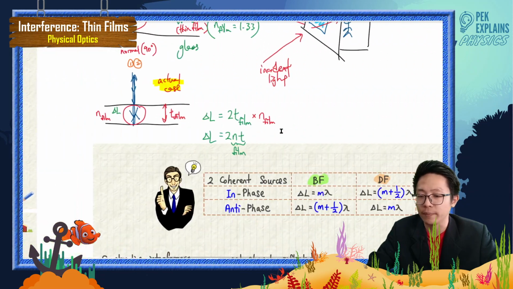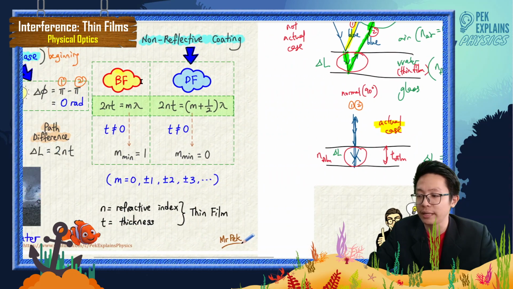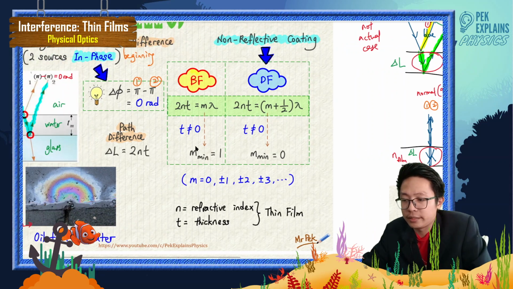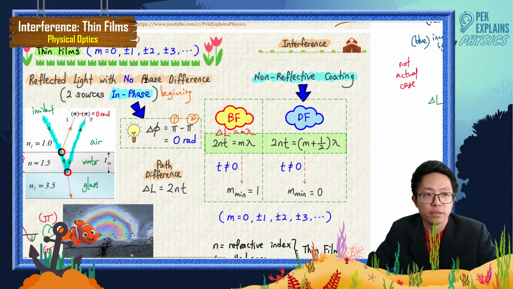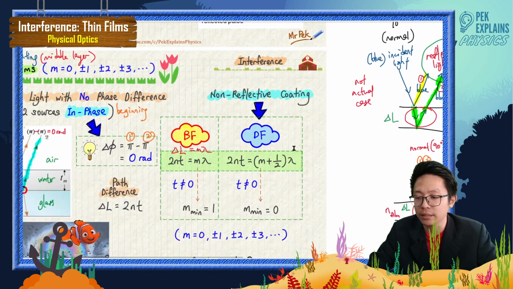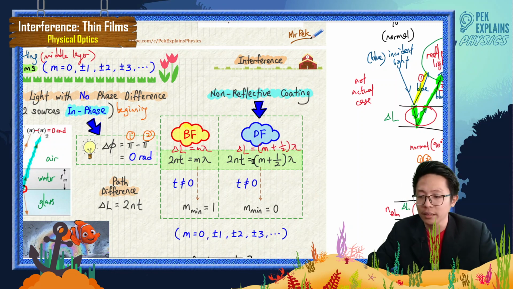So just now I said what? For in-phase source, bright fringe uses delta L equal to m lambda. So I can write like that. This delta L equal to m lambda, for in-phase source. Dark fringe, delta L equal to m plus half lambda. So dark fringe is delta L equal to m plus half lambda.